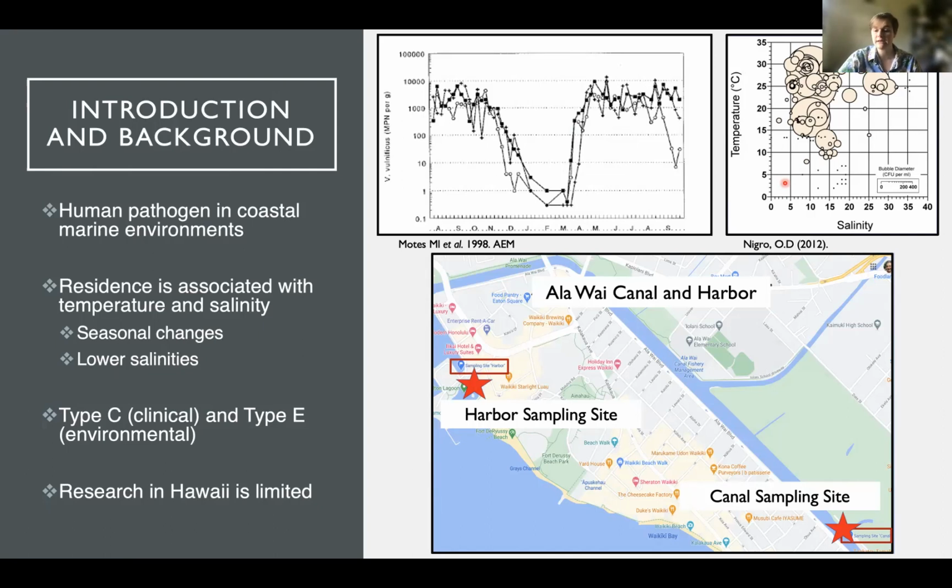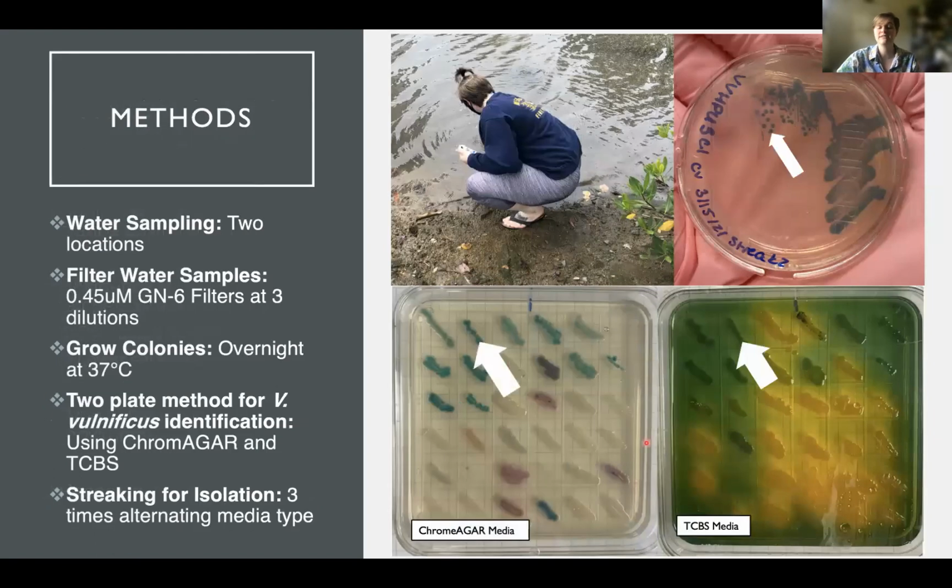So for this project, we sampled at the canal site and the sampling site indicated by these two red stars on this graph. We sampled at these two locations, and then we filtered those water samples through 0.45 micron GN6 filters at 3 different dilutions in duplicate. Our dilutions were 0.1 milliliter, 1 milliliter, and 10 milliliter of water sample. And we took those filters and placed them on both CHROMagar and TCBS media plates. And we grew those plates overnight.